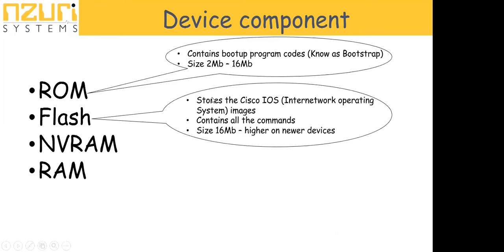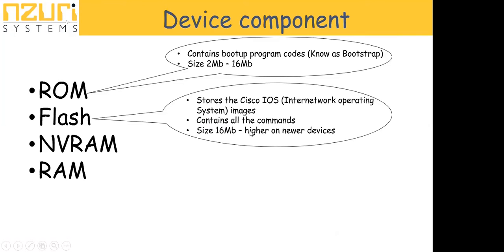Okay. Now also we have the flash. The flash basically stores your Cisco IOS images. So that's the operating system that runs the device is stored within your flash. Okay. Now your Cisco IOS is basically an internetwork operating system, right? It has got nothing to do with your iPhone iOS operating system. Now it is this operating system that contains all the commands that we can actually execute on a system. Now also, this flash can be anything from 16 megabytes all the way up.